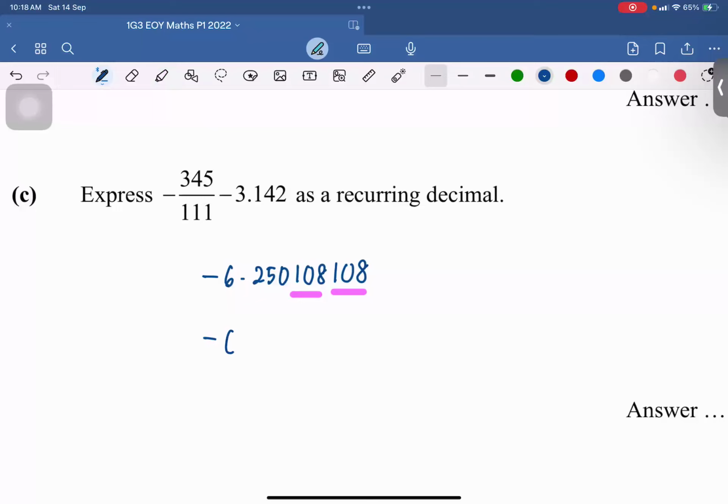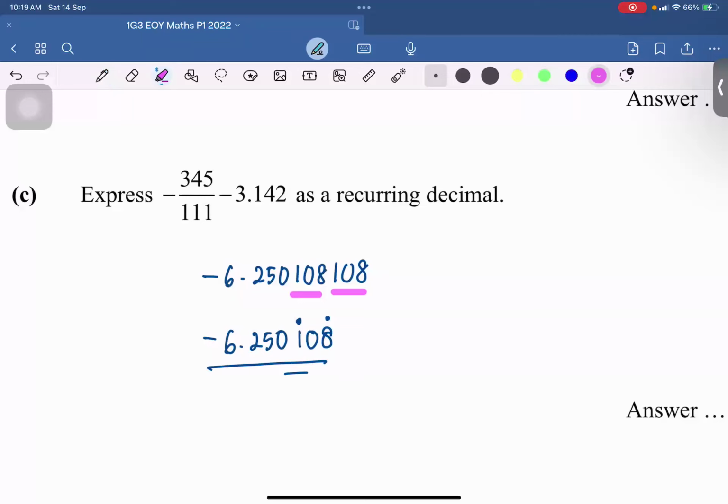So in this case, this will be -6250. It doesn't repeat, so it's still written down. Then the number that repeats starts from 1, 0, and then stops at 8. So it'll be 108, 108. So there's only two dots. It'll be written in this manner.